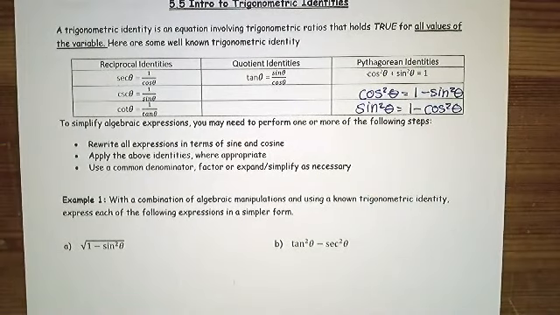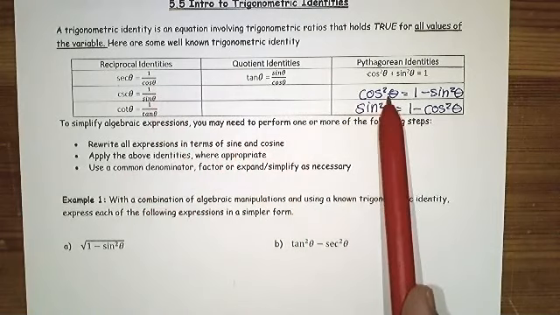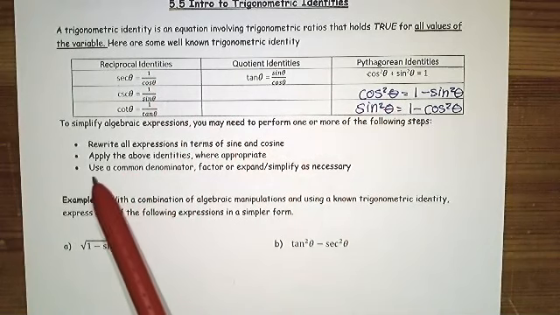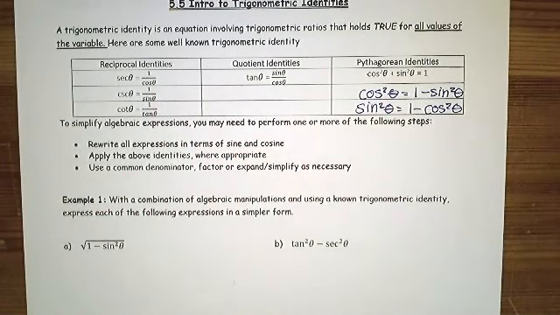So we need a few steps or guidelines or a plan in order to approach some of these questions. So this is the plan that we're going to be using here. To simplify algebraic expressions, you may need to perform one or more of the following steps. So first, we're going to look at rewriting all expressions in terms of sine and cosine. We're going to apply these above identities where appropriate. We also might need to common factor or a common denominator, factor or expand as necessary. So we can't forget about those skills as well.